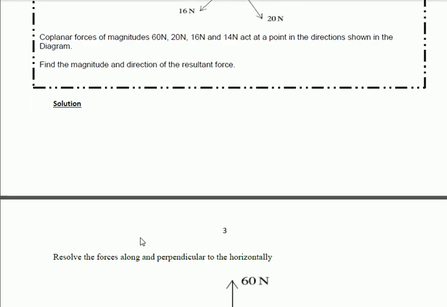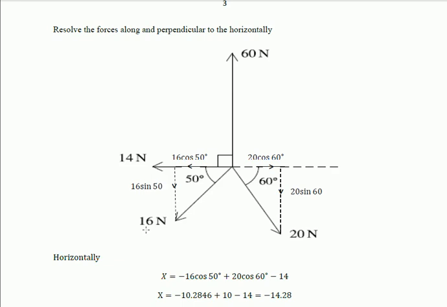So in the solution section, first of all, we shall convert the forces into their rectangular components. Rectangular components means components making an angle of 90 with each other. As you see in the diagram, one force is 14 Newton. It has no component because it is horizontal. Another force, 60 Newton, is vertical, so it will have no component. Only the 16 Newton force, making an angle of 50 with the horizontal, we shall convert into its rectangular components.